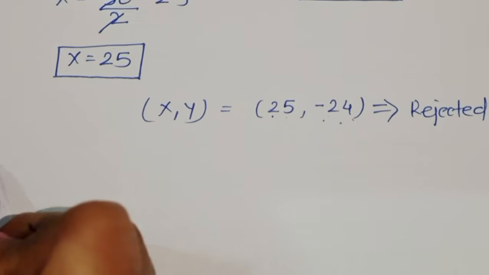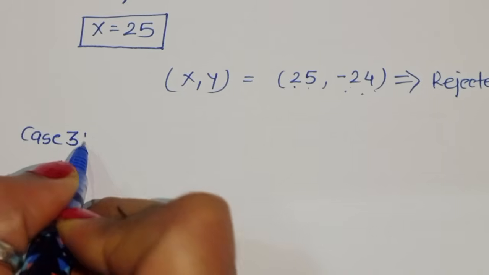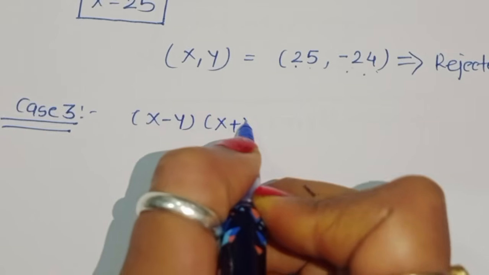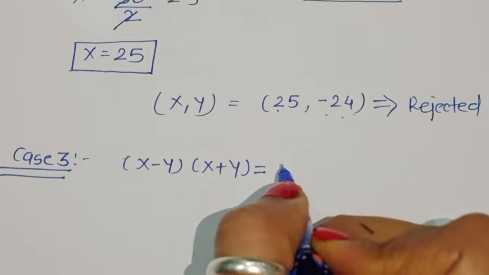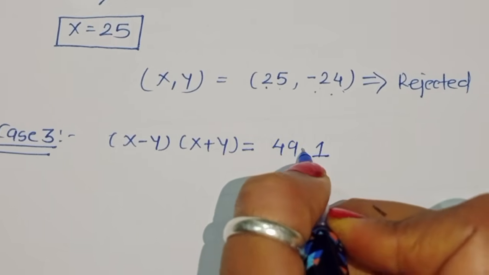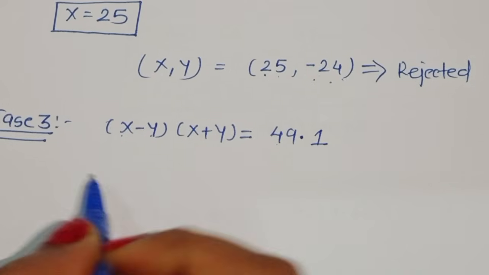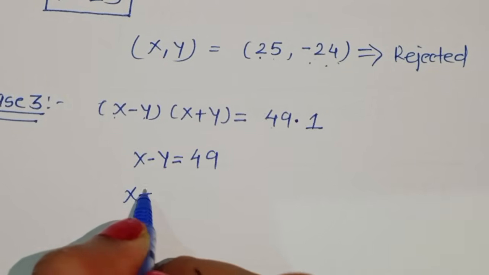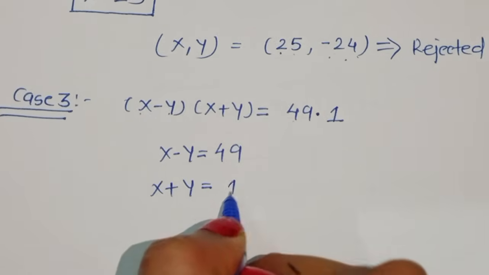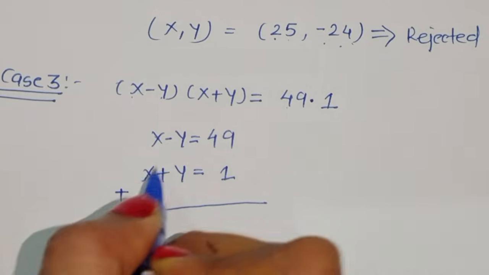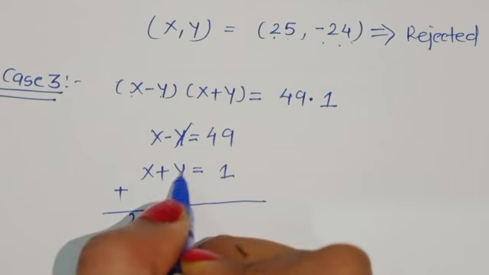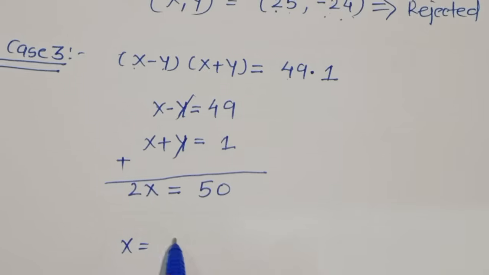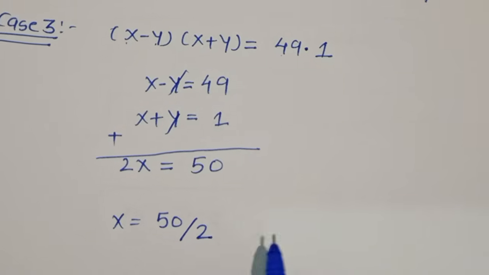Now we are taking case 3. x minus y times x plus y is equal to 49 times 1. Now x minus y is equal to 49, first equation. Next one is x plus y is equal to 1. Now we have to add these two equations. x plus x will become 2x, minus y plus y cancels, and here 49 plus 1 is equal to 50. x is equal to 50 by 2, right?